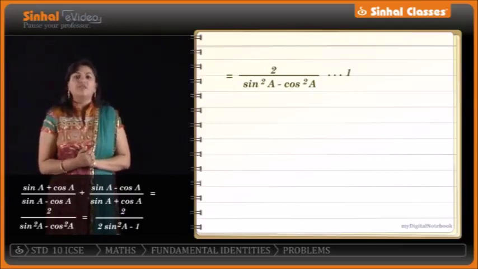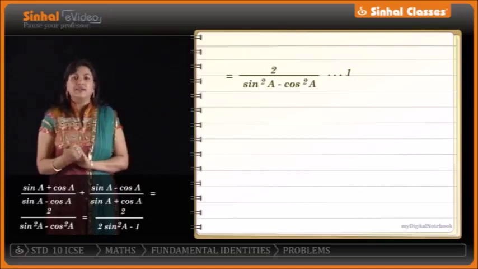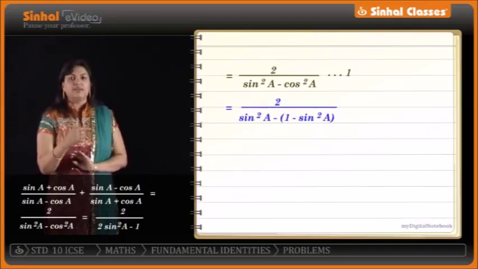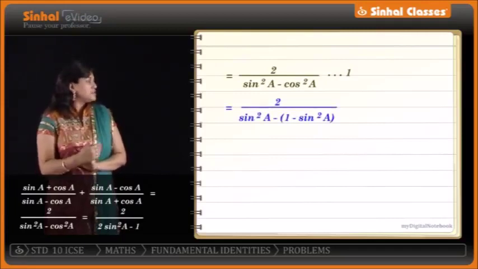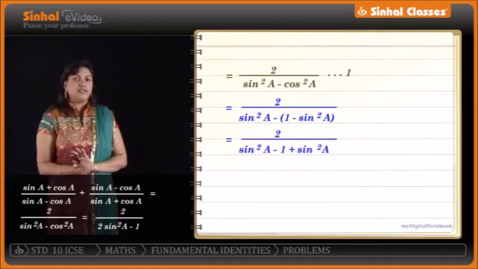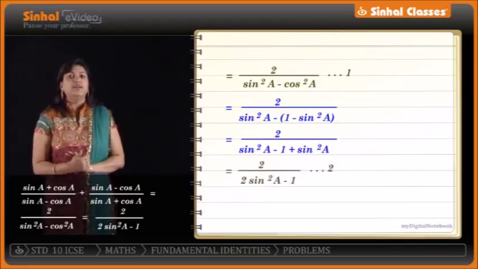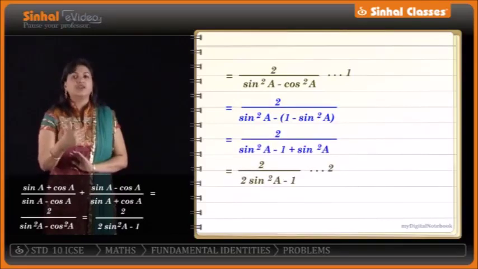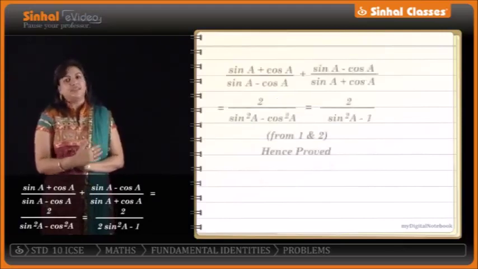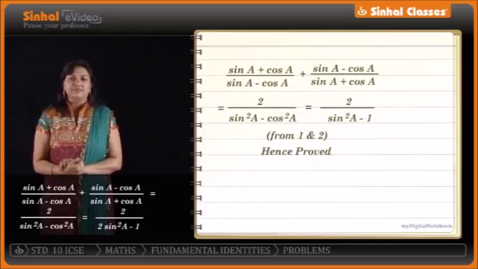If you look there, we do not have the cos square term in the third side. So we replace cos square A as 1 minus sin square A. We get 2 upon sin square A minus 1 minus sin square A. So the denominator becomes sin square A minus 1 plus sin square A, which is simplified as 2 sin square A minus 1. So we get the third side, which is 2 upon 2 sin square A minus 1. So we have proved that these three sides are equal.